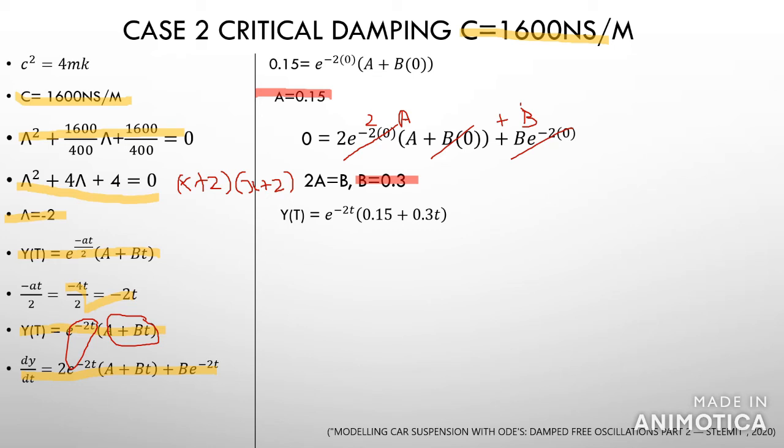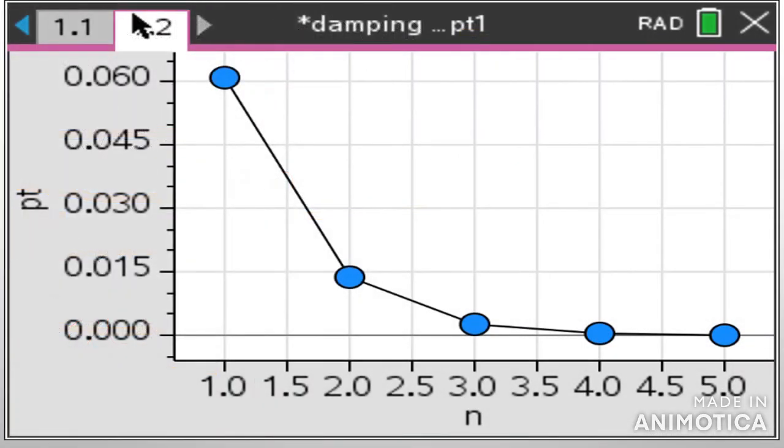And therefore I can get this equation, which I just sub in my calculator to find my graph. And if you follow the graph, you can see the thing quickly turns back to the equilibrium position, which is what car manufacturers want.